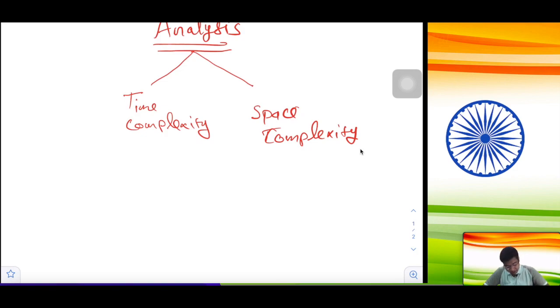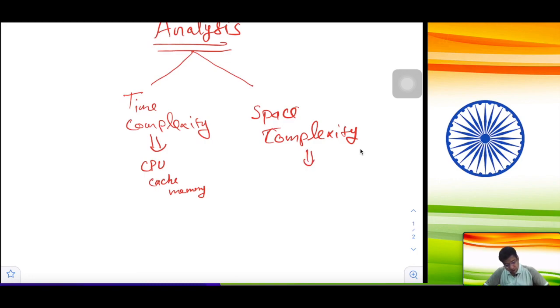Time complexity is based on the CPU and cache memory. How much time does the CPU take to run a program, and how much time does the cache memory plus CPU take to run the program? So it depends on the time complexity.